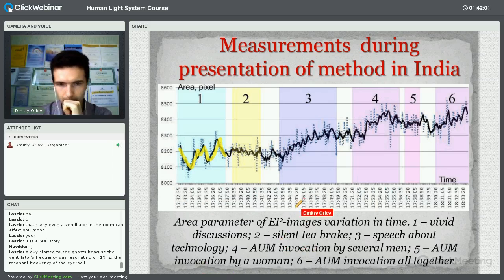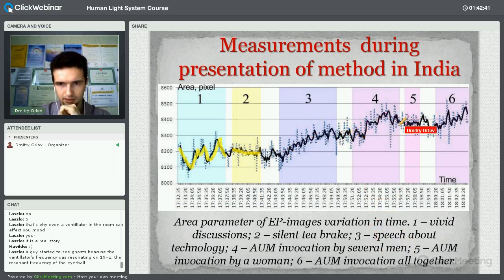So that's, one second, it is the highest level, yeah, here, but then it was a tea break and everybody was sitting and drinking tea, coffee, and you see that the signal is almost a line, yeah, the deviation is very low. Then everybody finished, started talking, discussing, and I started explaining the technology. Then again, everybody's speaking, and then after it is India, they started making Om invocation.